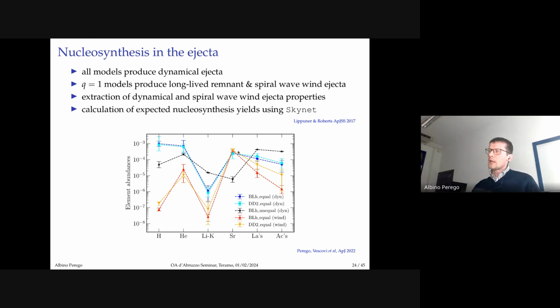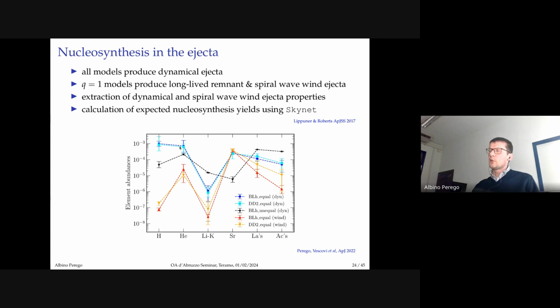We do have a pretty robust production of strontium in all the models, with the exception of a very unequal merger, where we do expect strontium not to be present because there the physics is very different. The production of neutrinos is very much suppressed. There is the formation of a black hole, and so we do expect not to have strontium here. As long as you produce a massive neutron star remnant, the production of strontium is very much predicted, together with the production of helium.